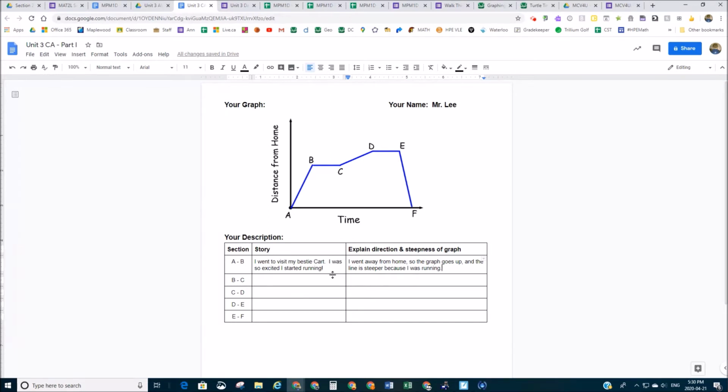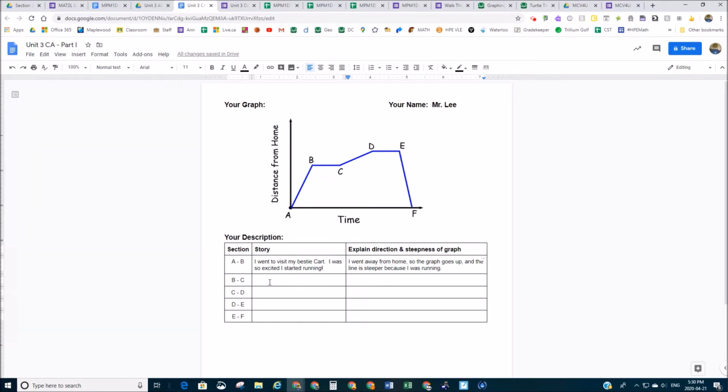Okay. Now you may choose a very different scenario. Maybe you're going to talk about driving. Okay, so you drove really fast, and therefore your story might be a little bit different, but the math should sort of represent the same thing. And then you're going to go on from B to C. What happens in this scenario? I'm not going to tell you what to fill in your story, nor am I going to tell you what the graph is. That's your job.